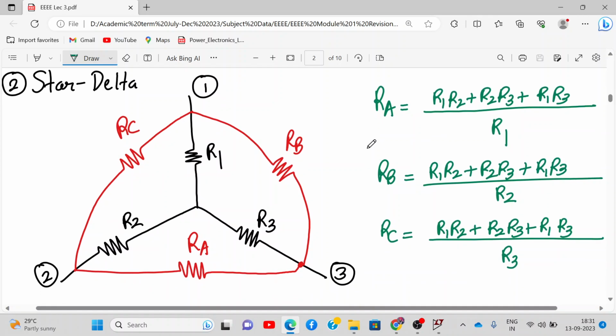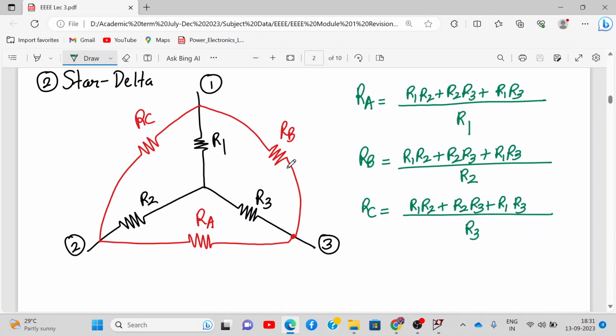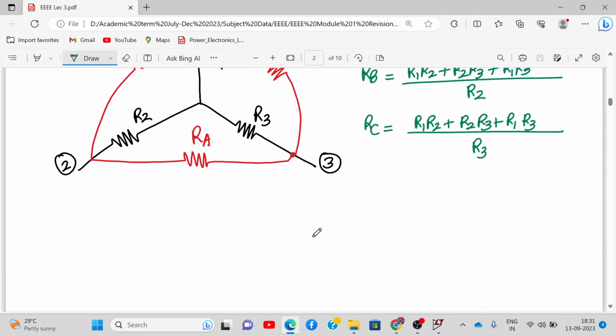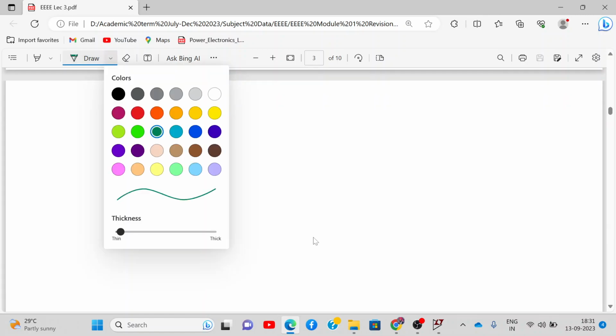Okay. All right. Now we'll go for the actual numerical. Let me take a numerical in a new page. I hope you have understood star to delta and delta to star transformation. Now we'll solve numerical number 3 for today. We'll see two more numericals and then we'll call it for this lecture.